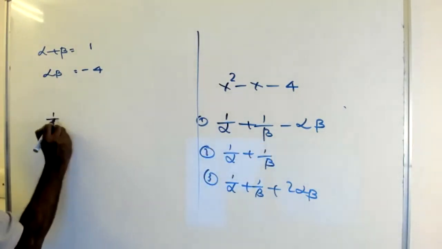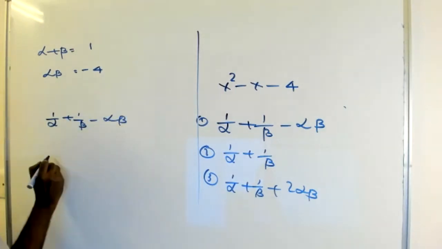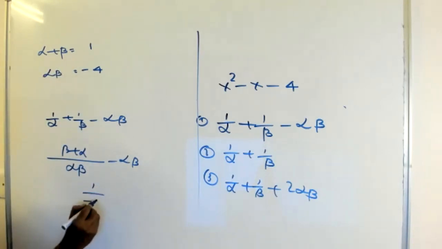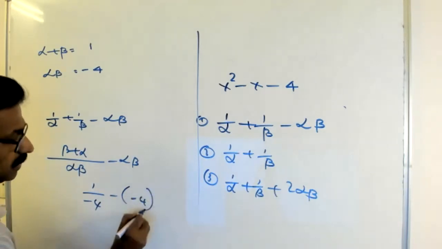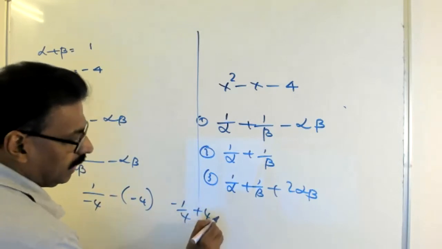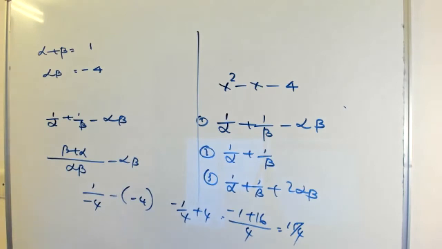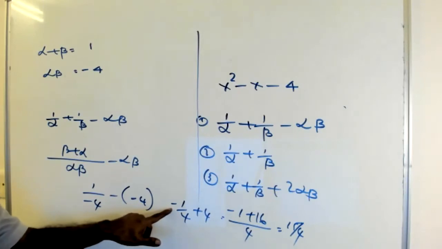So now, first one, 1 by alpha plus 1 by beta minus alpha beta. The LCM is alpha beta, so beta plus alpha over alpha beta. So 1 divided by minus 4, minus of minus 4. That is minus 1 by 4 plus 4. The answer, with LCM 4, is minus 1 plus 16, 15 by 4. Kunal got the first answer 15 by 4. Correct it now. Sir, it should be 15 by minus 4, right? How? The minus is not coming up. Oh, okay.